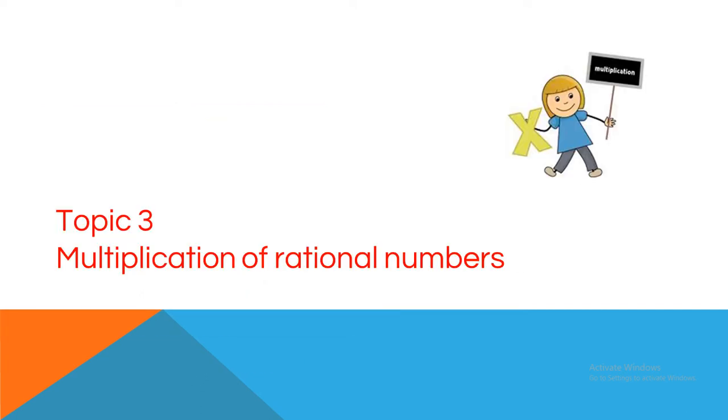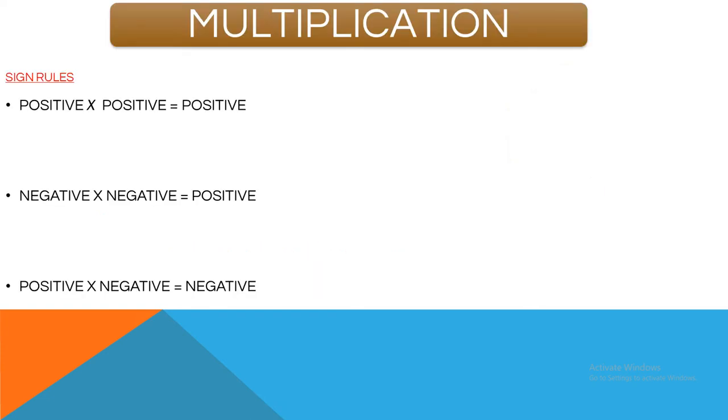Let's start today's session. In today's session, we will learn how we multiply rational numbers and what the properties of multiplication of rational numbers are. Before starting multiplication, let's revise the rules of multiplication of integers. When we multiply a positive with a positive number, what do we get? When we multiply a negative with a negative, what do we get? And if we have a positive and a negative, let's do one by one.